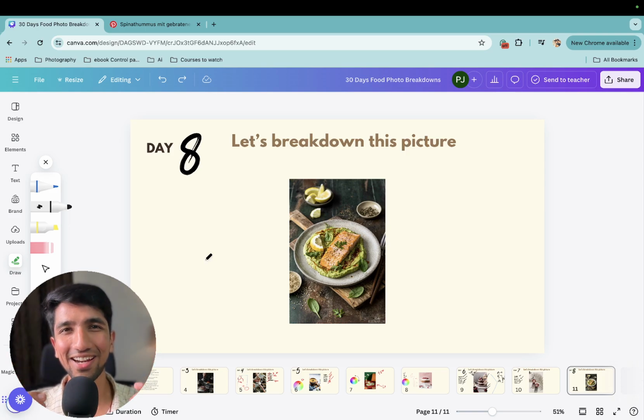So today is day 8 of 30 days of food photography breakdowns. My name is Prathamesh and I'm a food photography coach. In this series, we are just trying to simplify food photography by breaking down what its components are.